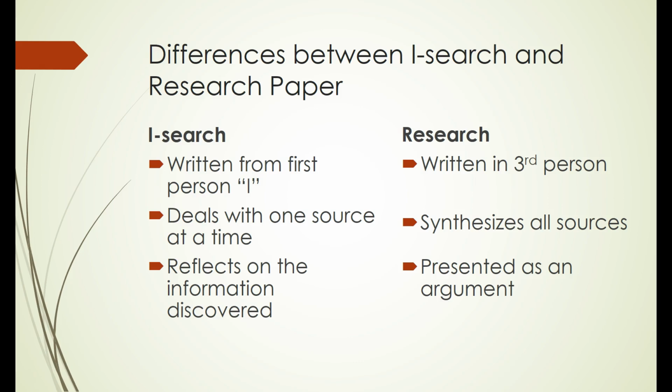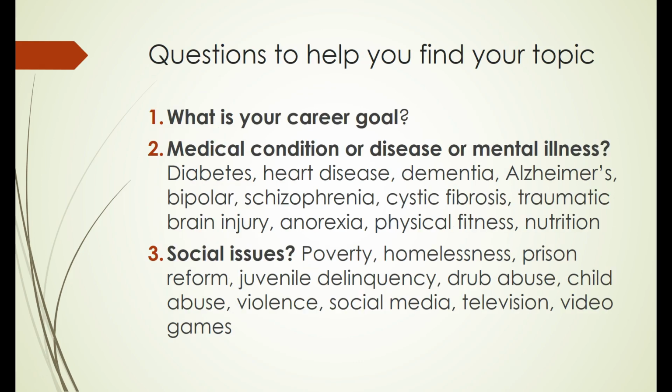An iSearch paper deals with one source at a time, which frankly makes it easier to write. Whereas a research paper synthesizes all sources, so you can refer to more than one source in a paragraph. Finally, an iSearch paper reflects on the information discovered, whereas a research paper presents the information as an argument or as support for an argument. I'll talk a little bit more about that as we get to writing, but right now we're just looking for a topic. So here are some questions that will help you find your topic.